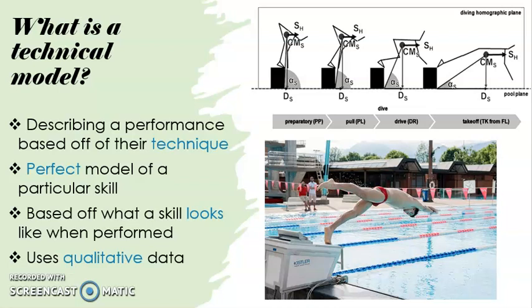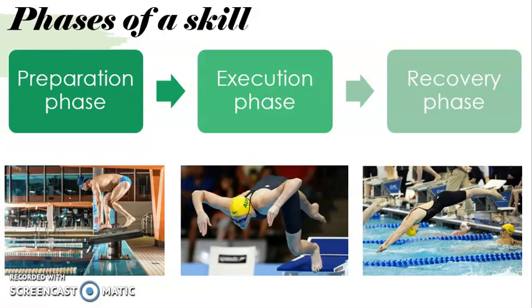The technical model is meant to be the perfect model of what the skill should look like, including the duration, preparation, and recovery of the skill. When comparing the athlete's skill to the perfect model, they describe the performance based on the technique. When using the technical model, the athlete is assessed qualitatively, meaning that they look at the quality of the skill and use words to explain how to improve. The technical model helps to break down a skill into different sections to achieve the perfect technique.